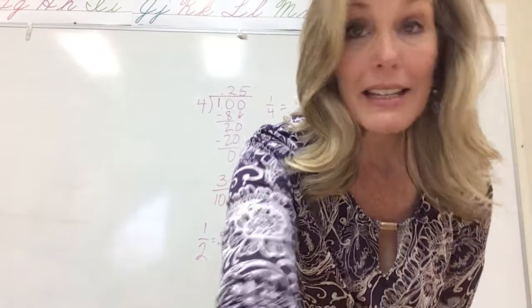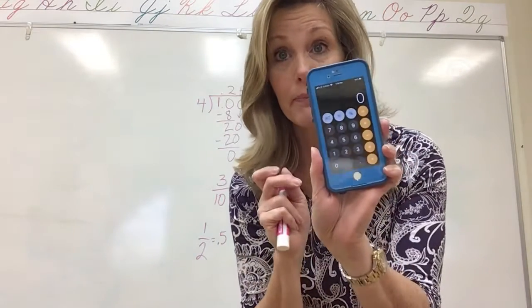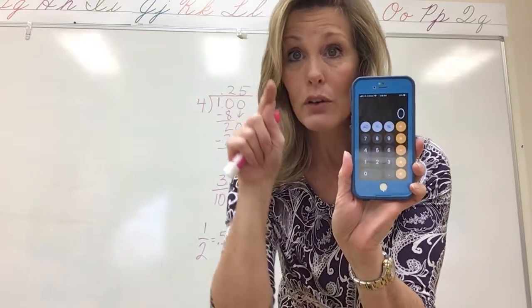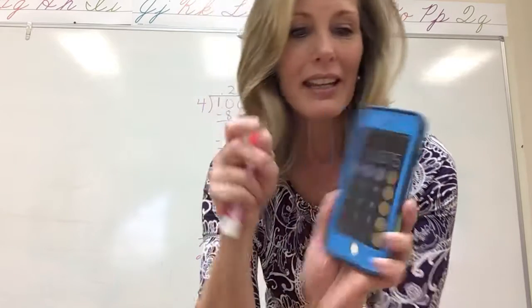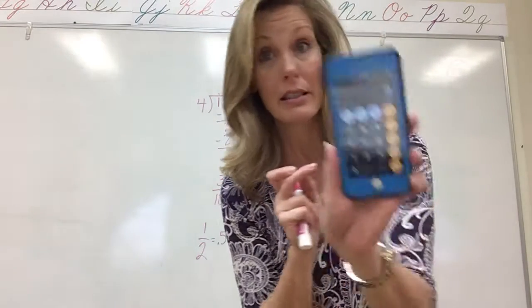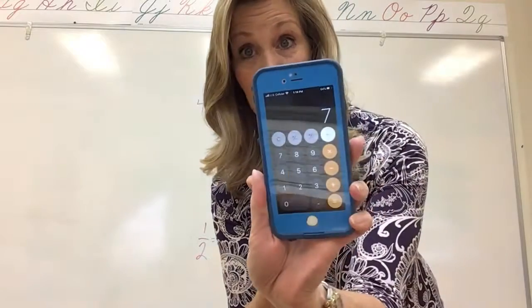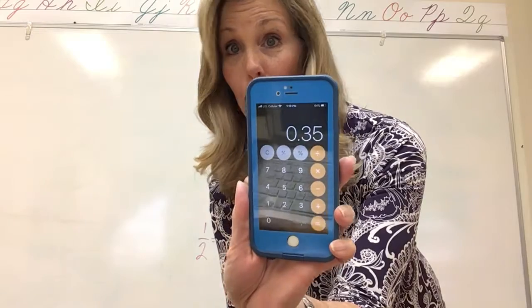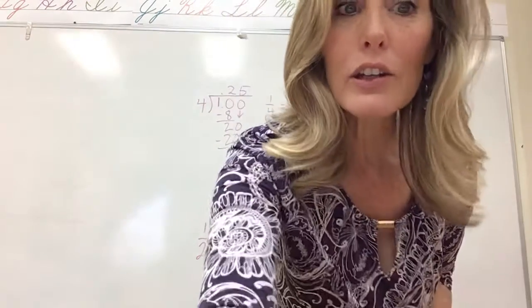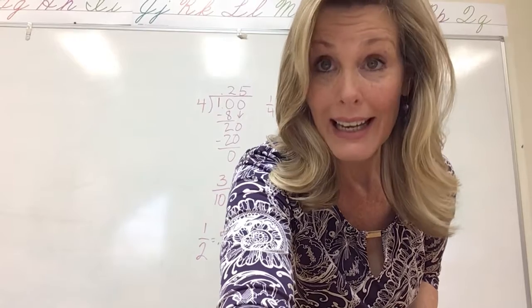Let's look at E, 7/8. Clear, clear, clear. 7/8, 7 over 8, 7 divided by 8 equals 0.875. Okay, there's that answer. Look at letter F, 7/20. 7 divided by 20 equals 0.35. All right, you should be able to finish G and H.